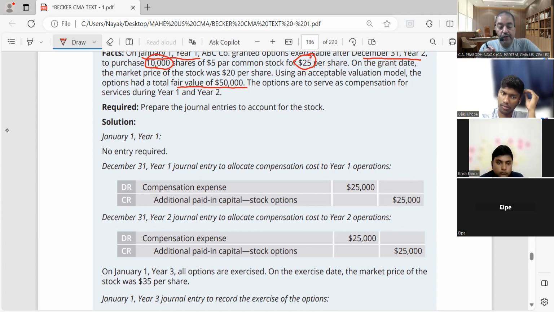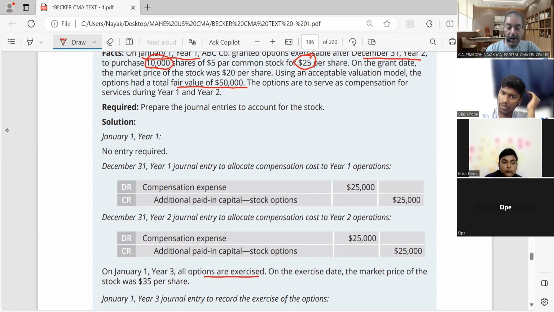On January 1st, year 3, all options are exercised because the vesting date was December 31st, year 2, the last date of the year. Whatever condition you have put should be satisfied by December 31st, year 2. So from the next date, that is January 1st, year 3, your exercise period starts. Now, what they are saying is that all options are exercised on 1st January.